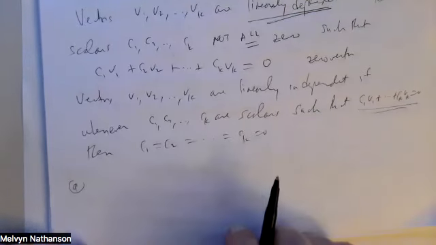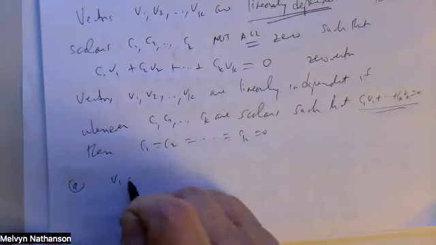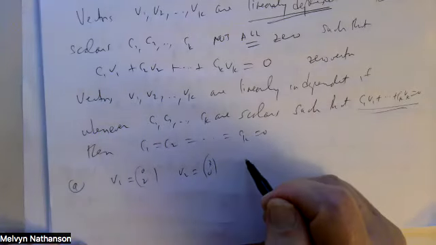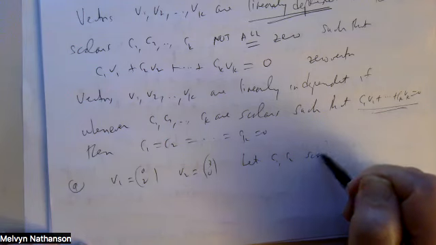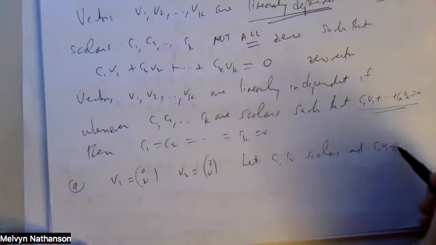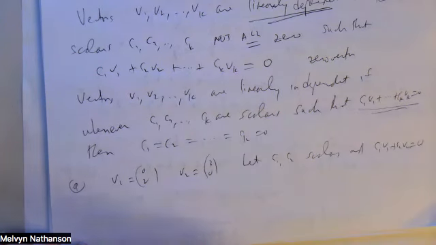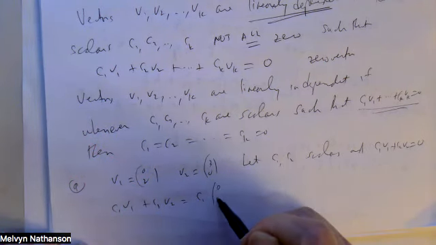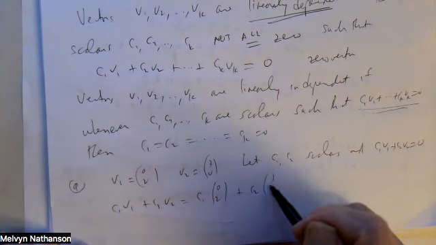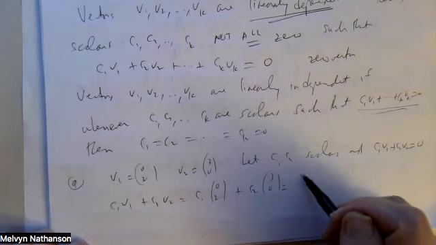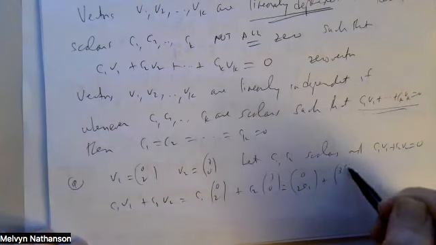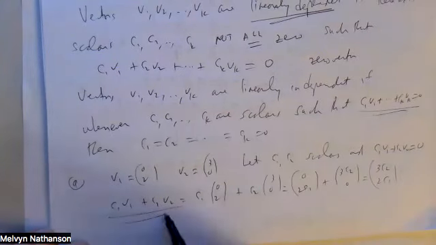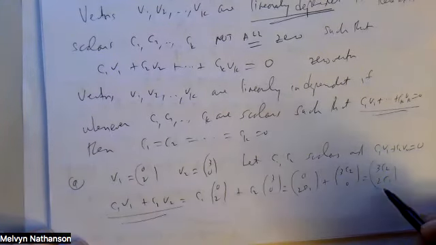So in part A of this problem, we have the two vectors, V1 is equal to 0, 2, and V2 is 3, 0. So suppose C1, C2 are scalars, and C1 V1 plus C2 V2 equals 0. That means C1 times the vector 0, 2 plus C2 times the vector 3, 0. This is the vector 0, 2 C1, and this is the vector 3 C2, 0. When you add them, you get 3 C2, 2 C1. So this linear combination of vectors is equal to this vector.